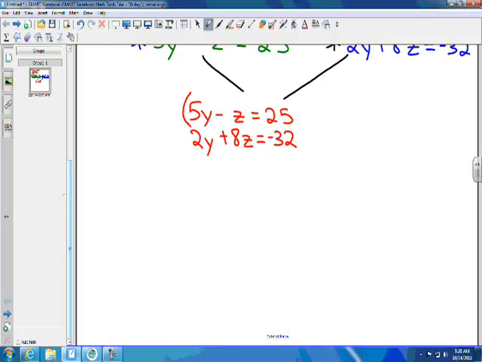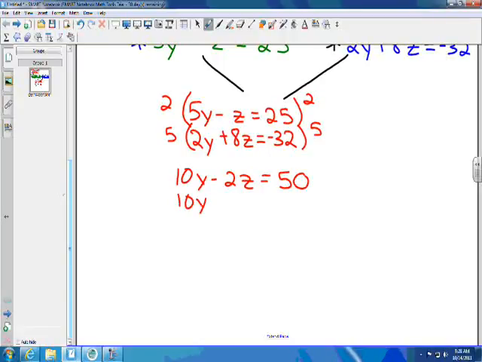So multiplying the top equation times 2 on both sides would give you 10y minus 2z equals 50. So what do we need to multiply the bottom one by? So 10y plus 40z. And what's 32 times 5? So that's getting negative 160.